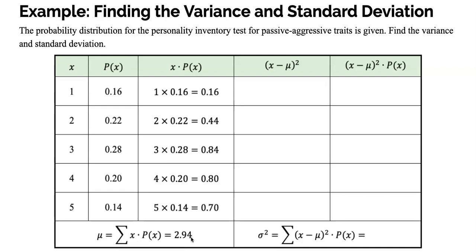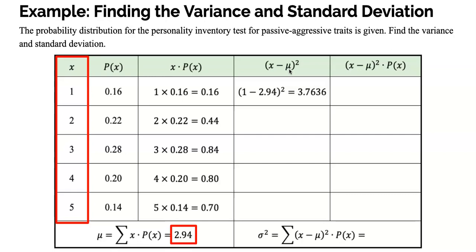Now, to find the variance, you will have to subtract that mean that we just found from each of these x values, and you have to square them. So for the first one, I boxed them in red, you will do 1 minus the mean of 2.94, and you will square it. If you do that, 1 minus 2.94 squared will give you 3.7636. I used my little scientific calculator to find all these.